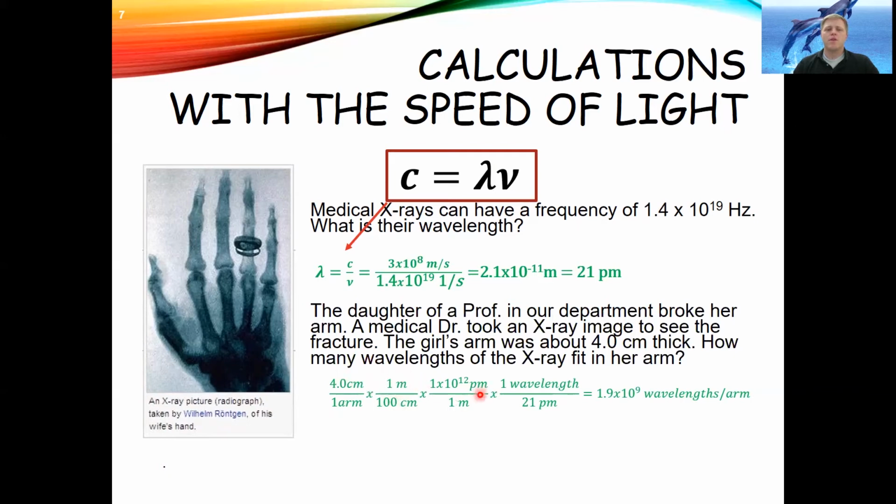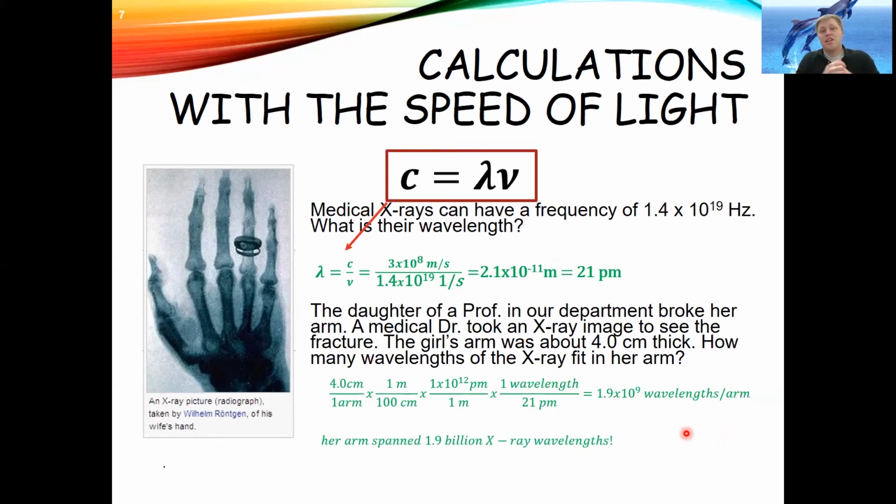And then we can go from meters to picometers because it's 1 times 10 to the 12th picometers per meter. So now we've gone from centimeters per arm to picometers per arm. And then we can divide by the wavelength of the X-ray. So it's 21 picometers per 1 wavelength. We work that out and we get 1.9 times 10 to the 9th wavelengths per arm. Or in other words, there's about 1.9 billion X-rays crossing her arm, which gives you good context.